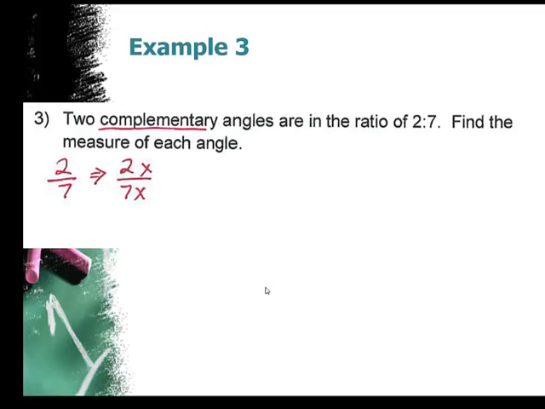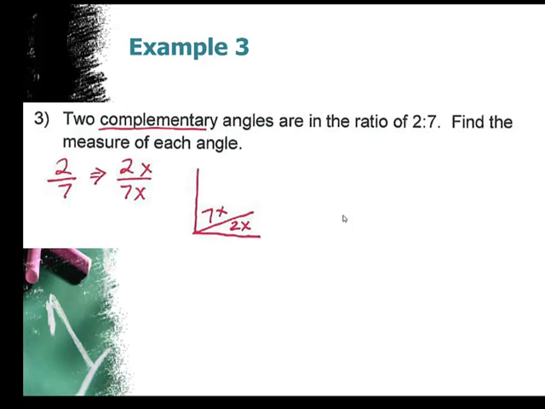Example 3. There are 2 complementary angles in the ratio of 2 to 7. Find the measure of each angle. So remember, that is the simplified ratio. The angles probably are not 2 degrees and 7 degrees. That's not complementary. Complementary means adding up to 90 degrees. And 2 plus 7 is only 9. So that won't work. So I know my original angles were probably more like 2x and 7x. I just don't know what this mystery number was that I had simplified out.